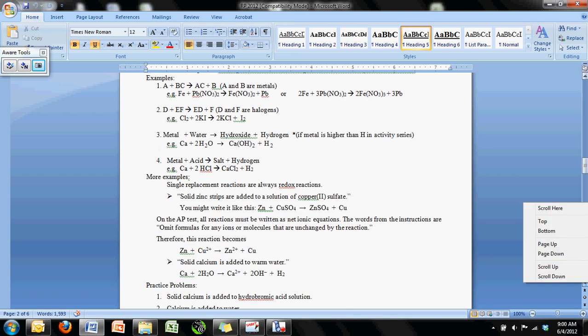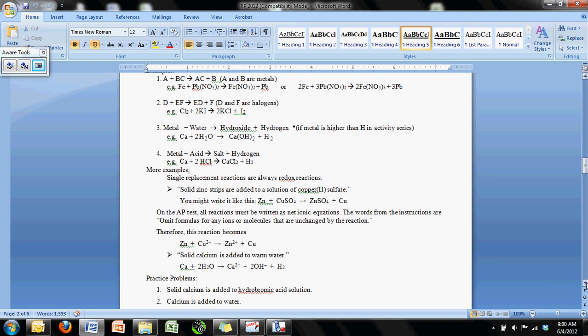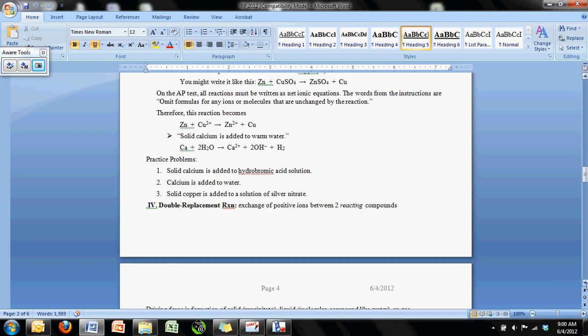Now let's look at some of the single replacement reactions practice problems. Solid calcium is added to hydrobromic acid solution. Now hydrobromic acid is a strong acid, so it will form calcium bromide, CaBr2. Why Br2? Because calcium has a 2+ charge, Br has -1. When you crisscross, it is CaBr2 plus H2. So if you put a 2 here, it is balanced.